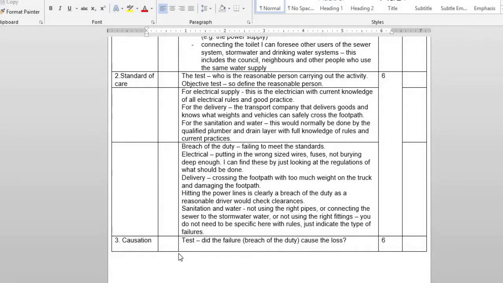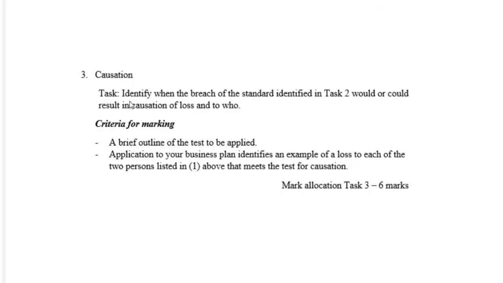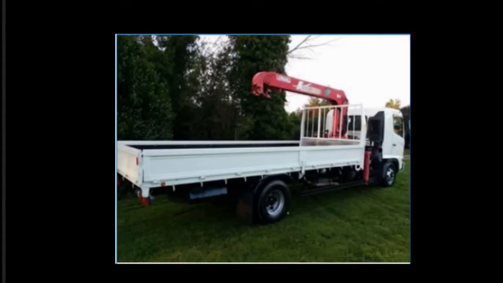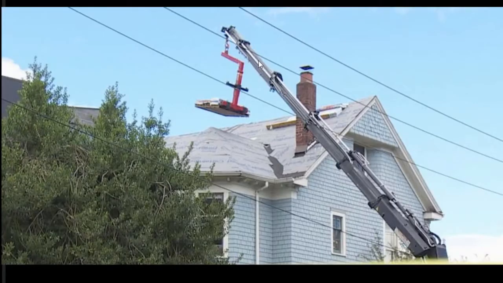Now, the next thing we're going to move on to is causation. So again, you need to identify when the breach of standard would or could result in a cause of loss, and to who. So causation is simply saying, did the breach cause a loss? So if I hit the power lines with my crane, as in here, what would happen if I simply touched these wires, there was a big spark, but nobody's power was cut off? Then of course I've been negligent, but I haven't caused anybody a loss, so they can't actually sue me.